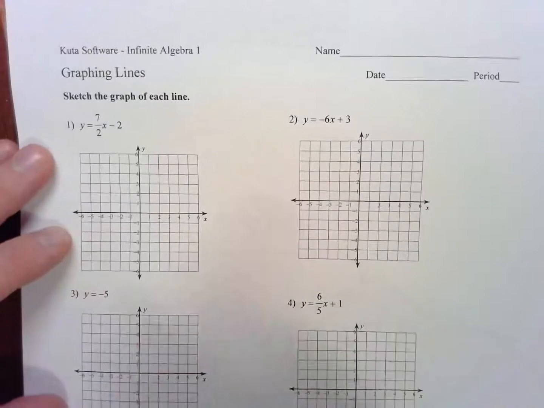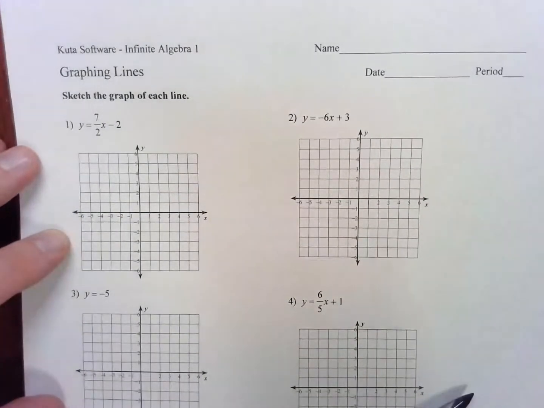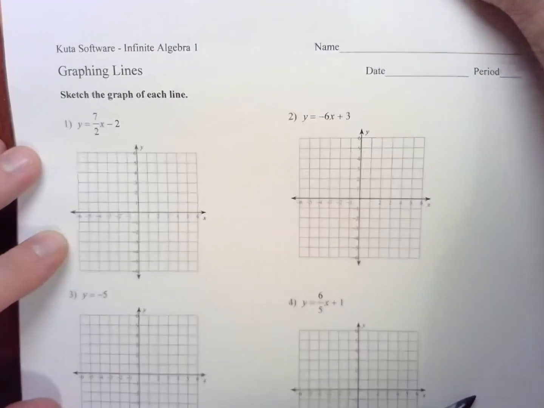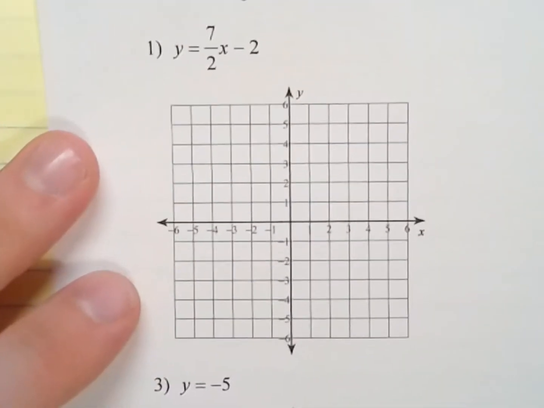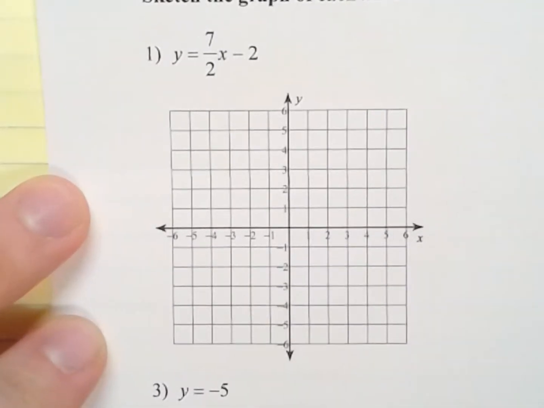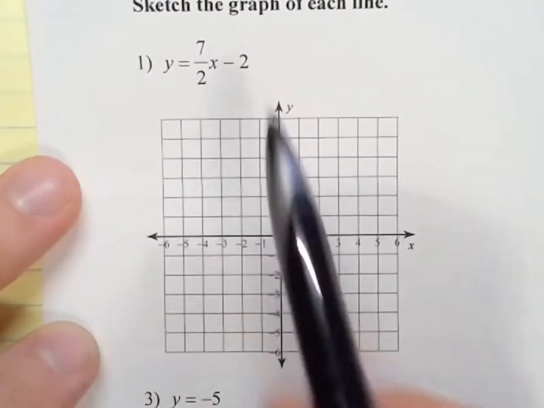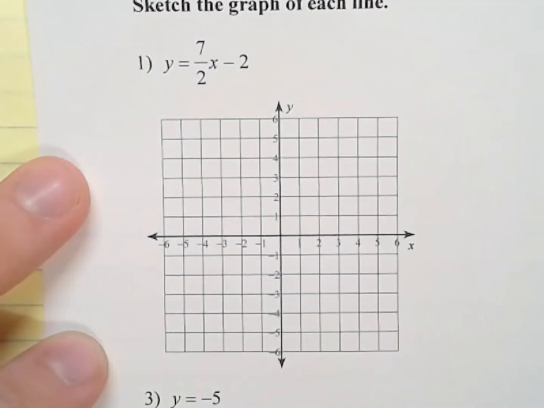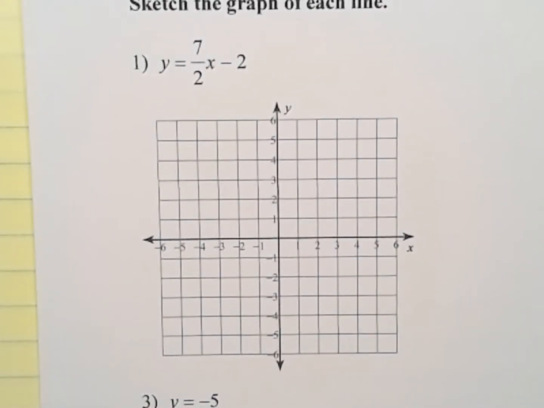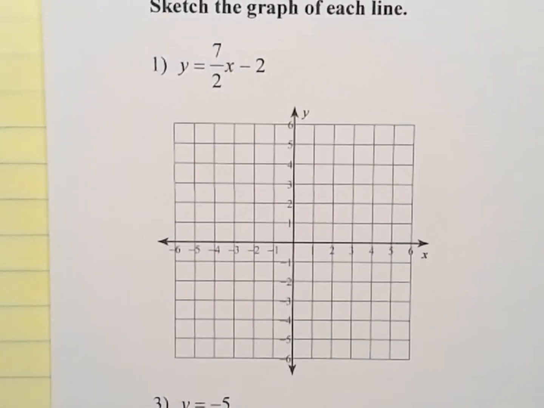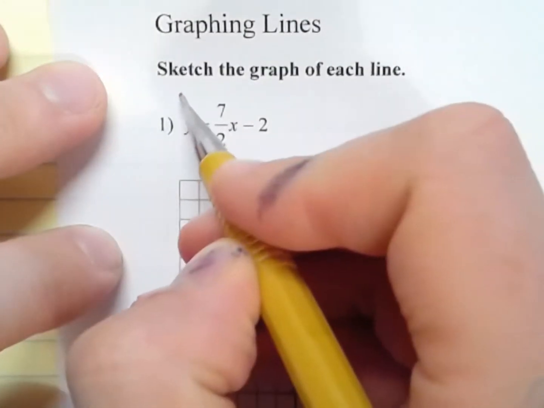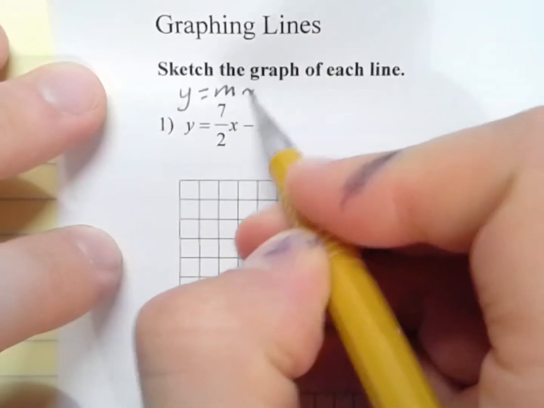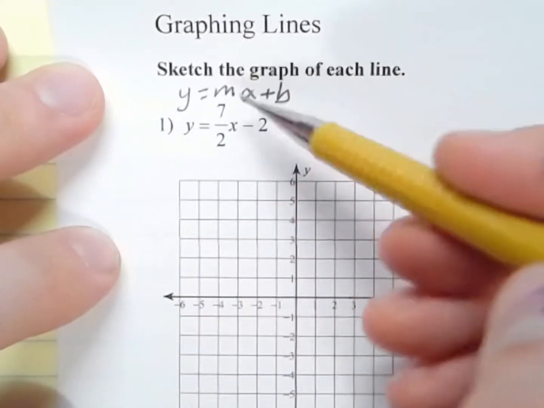Okay, so here's one. I'm actually going to zoom in a little bit, just zoom in here so we can see this. Y equals 7/2 x minus 2. Well, the 7/2 is the slope, because if we think about this, this is literally y equals mx plus b. So here's the m, right?